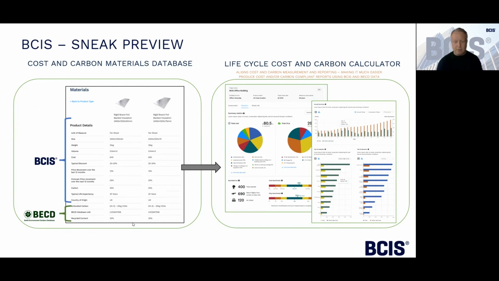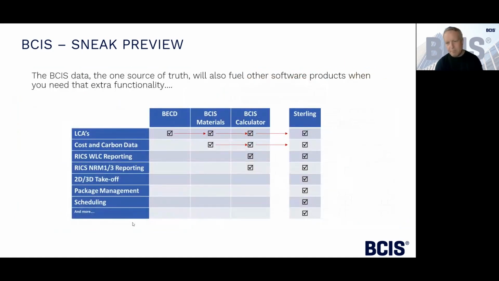We'll be taking you through, but fully conscious that people will need more functionality than what our calculator will produce. So we've been working very closely with Sterling and hopefully other software companies to make sure that this one set of truth, this single data that we know we can trust and we can use, is very defensible. So again, we're going back to that. At some point there will be carbon audits. We need to make sure that we can stand by the numbers that we're using. The idea is that things like the BCIS materials database will be available and will add the fuel, if you like, to those other software products when you need that extra functionality.